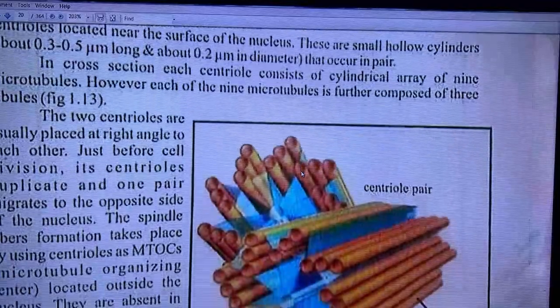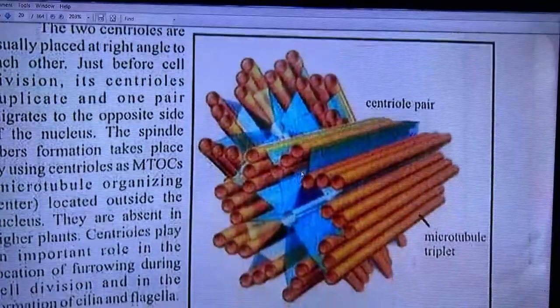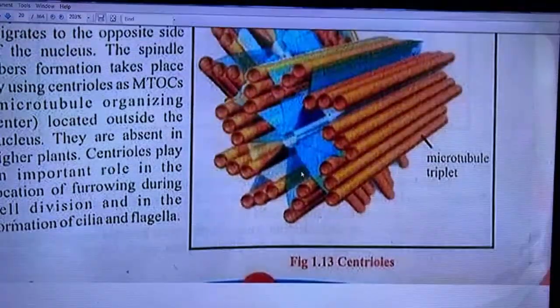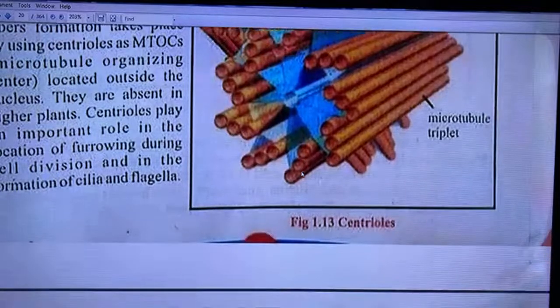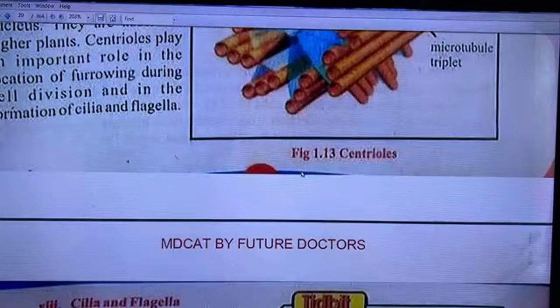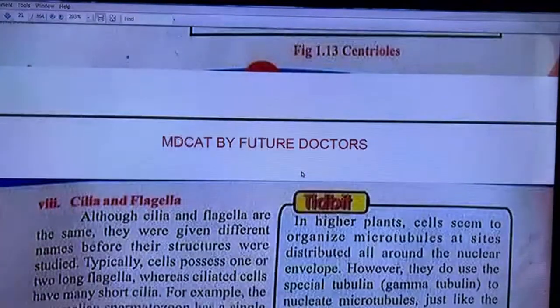Spindle fiber formation takes place by using centrioles located outside the nucleus. They are absent in higher plants. Centrioles play an important role in the spindle formation during cell division, and in the formation of cilia and flagella.